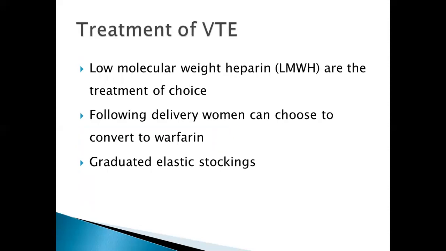Treatment of venous thromboembolism. Low molecular weight heparins are the treatment of choice, and these are as effective and safe as unfractionated heparin. Low molecular weight heparins are easy to administer, and women are taught to inject themselves and can continue this treatment for the duration of their pregnancy. Following delivery, women can choose to convert to warfarin. Initially, the INR should be checked frequently to adjust the dose of warfarin. Graduated elastic stockings should be used for initial treatment of DVT and should be worn for at least 2 years following a DVT to prevent post-thrombotic syndrome.